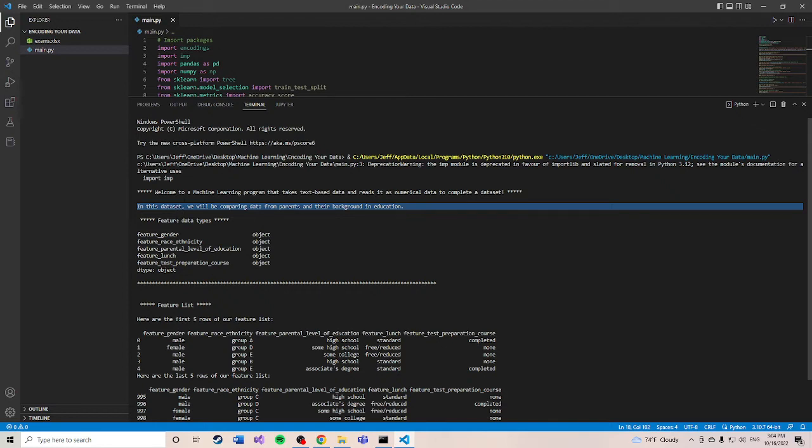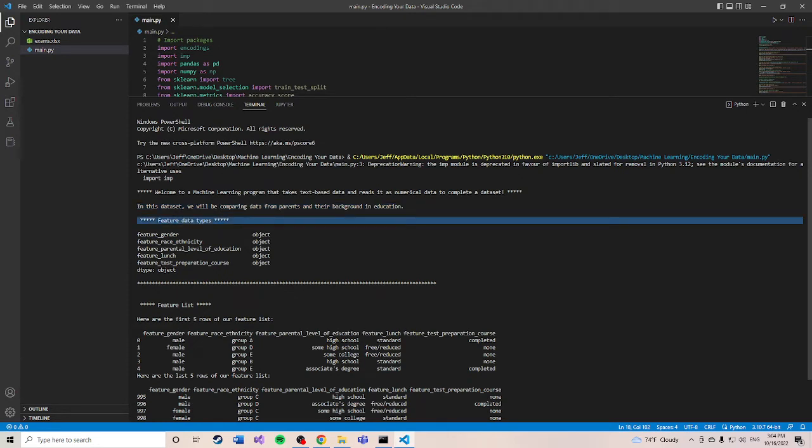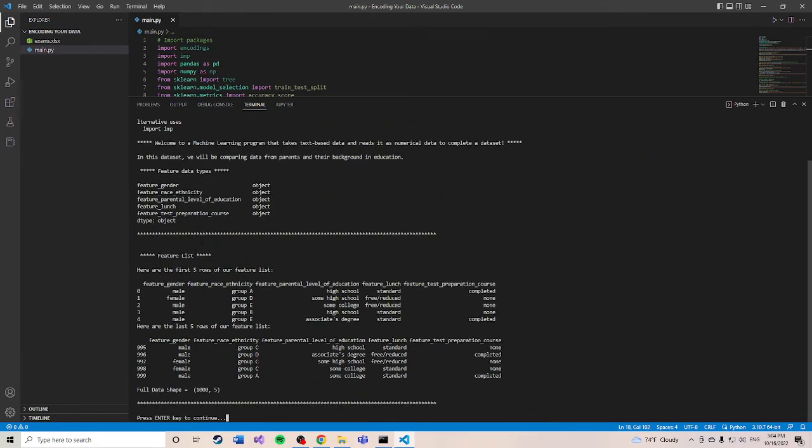First up is the featured data types that we are going to select. We're starting with their gender, their race, their level of education, apparently what they had for lunch, what preparations they took in preparation for the course they're going to take, and from that we will extrapolate our data to see who has the better education.